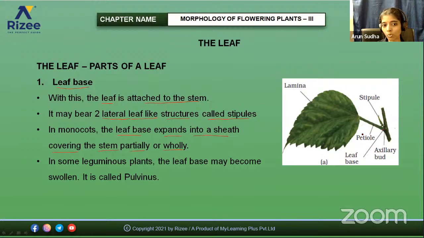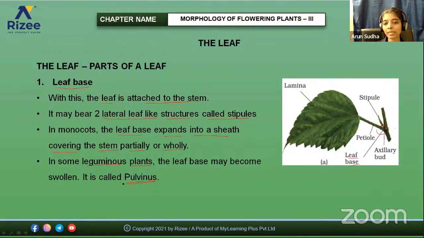In the case of monocots, it expands into a sheath covering the stem. So it covers the stem partially or fully. But in the case of some leguminous plants, the leaf base becomes swollen. So here it will be a swollen part. In leguminous plants, the leaf base may become swollen, and it is called the pulvinus. So this is called the pulvinus.